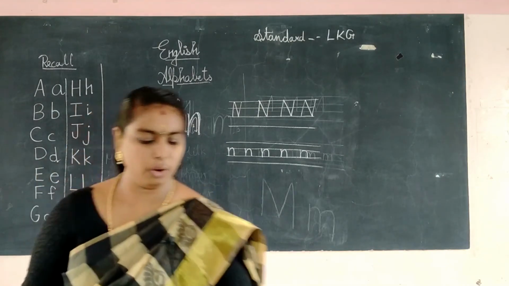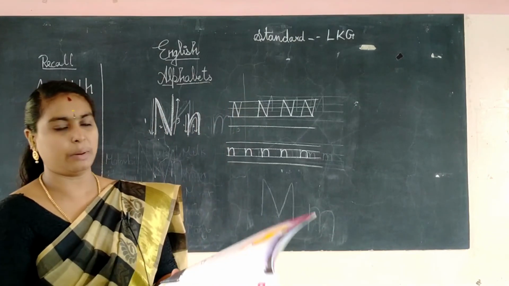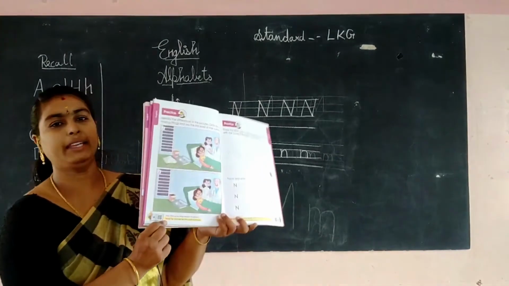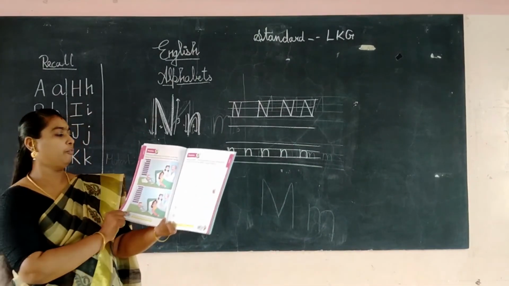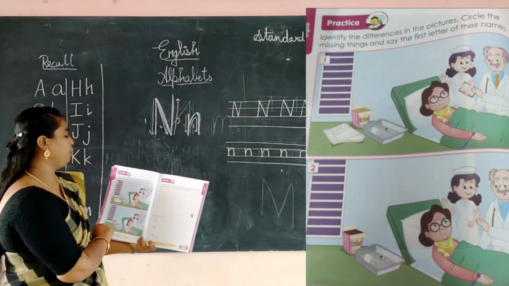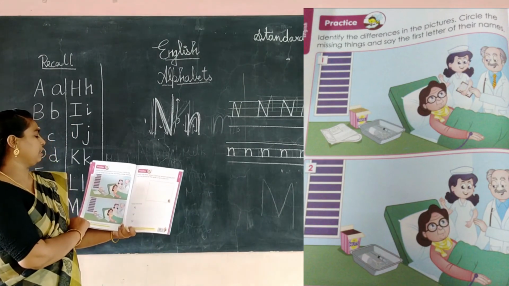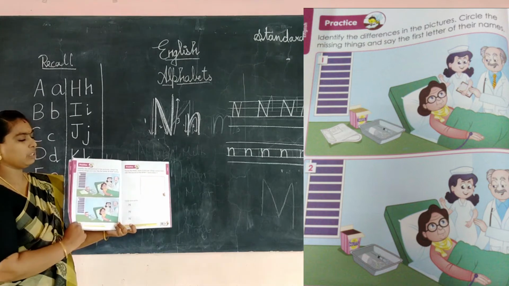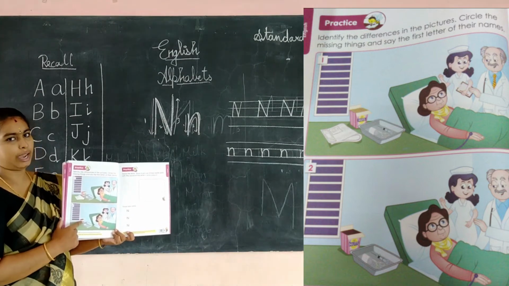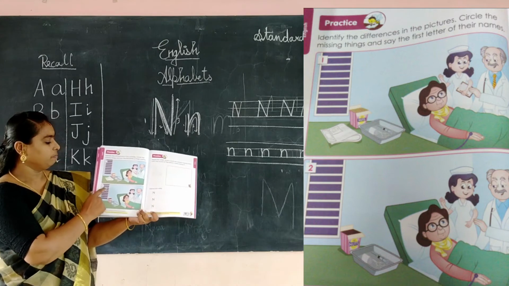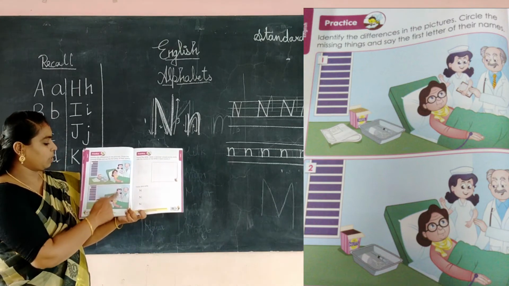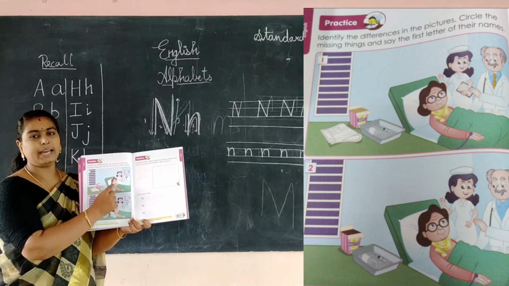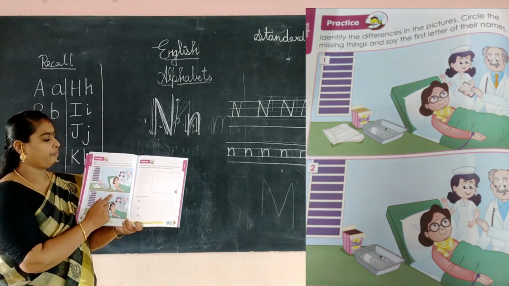Now let me see how to write in a book. Take your book number 4 and take the page number 24. Identify the difference in the picture. Circle the missing things and say the first letter of their names. You want to do it and submit in the Zoho app. See what is the difference, what things are missing here. You want to circle it and name them, okay.